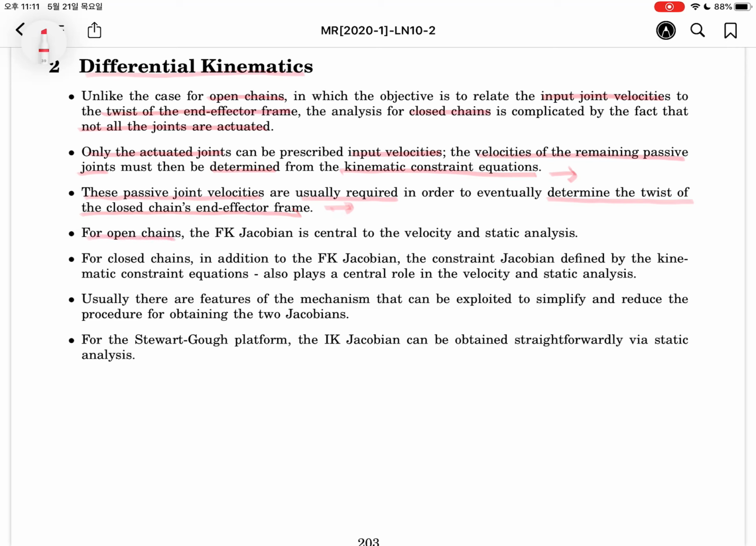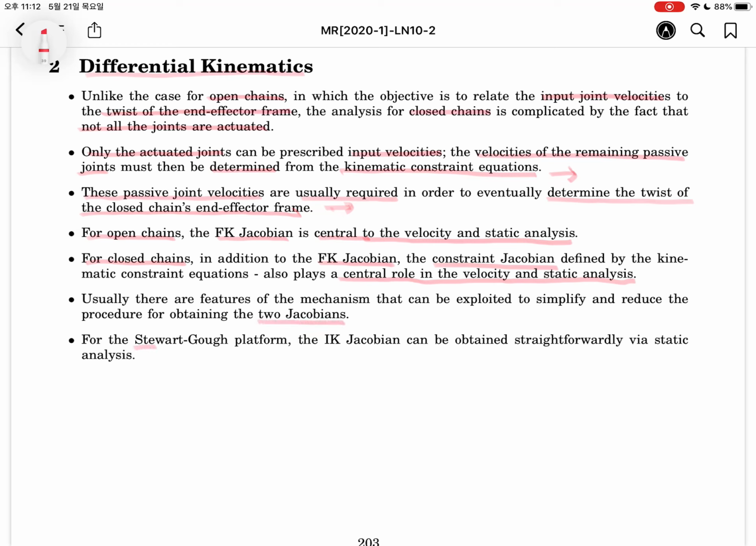For the open loop chain, the forward kinematics Jacobian plays a core role in determining the velocity and static analysis. On the other hand, for the closed chain, the forward kinematics Jacobian as well as the constraint Jacobian should be determined in advance, because they play a central role in the velocity and static analysis. So in the case of the parallel mechanism, we should know two Jacobians.